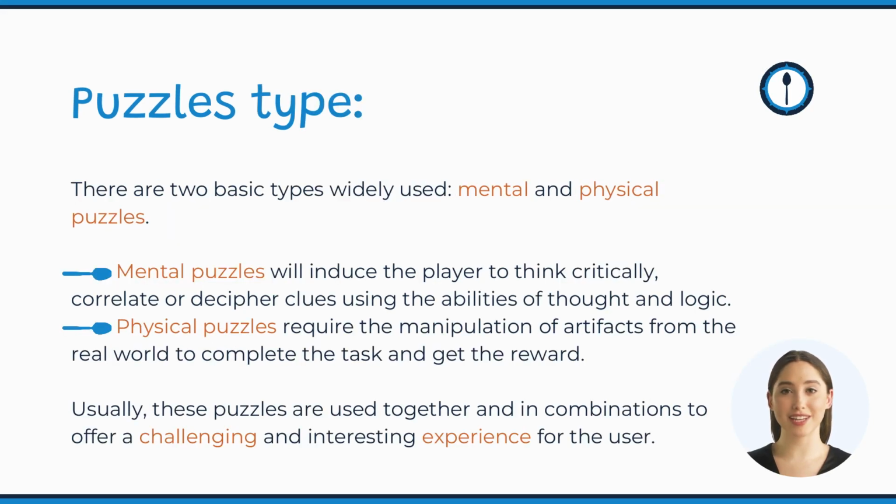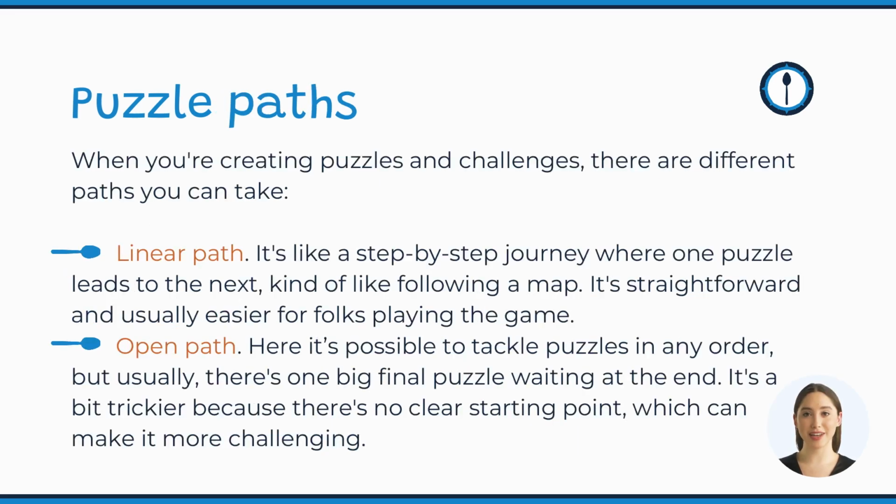There are two basic types widely used: mental and physical puzzles. Mental puzzles will induce the player to think critically, correlate or decipher clues using the abilities of thought and logic. Physical puzzles require the manipulation of artifacts from the real world to complete the task and get the reward. In addition, puzzles can have different paths. A linear path, it's like a step-by-step journey where one puzzle leads to the next.